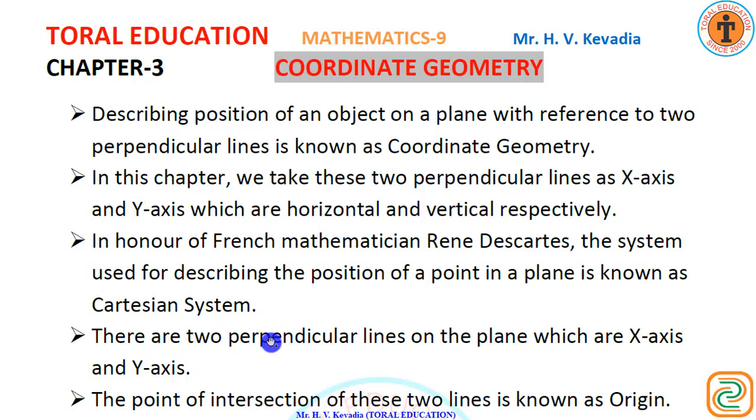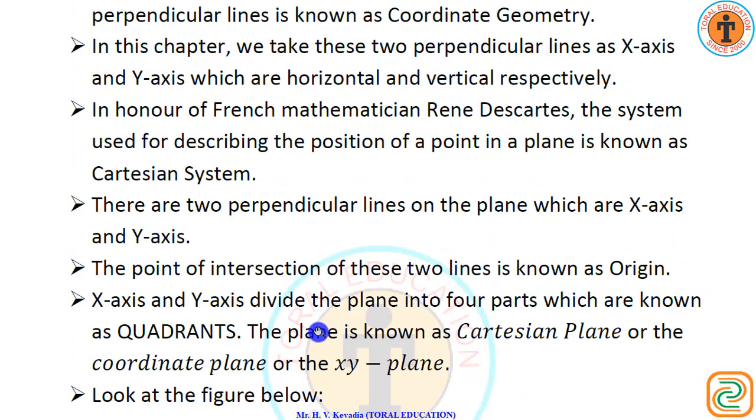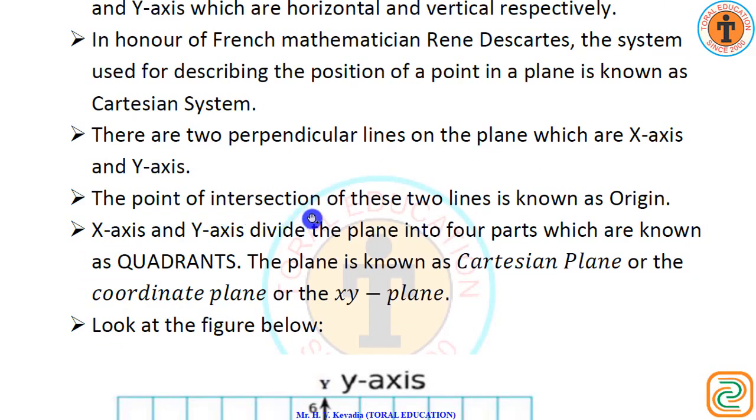There are two perpendicular lines on the plane, the x-axis and y-axis. The point of intersection of these two lines is known as the origin. The x-axis and y-axis divide the plane into four parts which are known as quadrants. What do we call them? Quadrants. Here is the graph. The plane is known as the Cartesian plane, or the coordinate plane, or the xy plane.